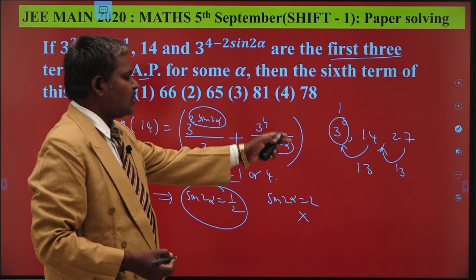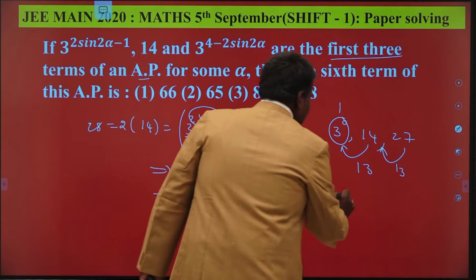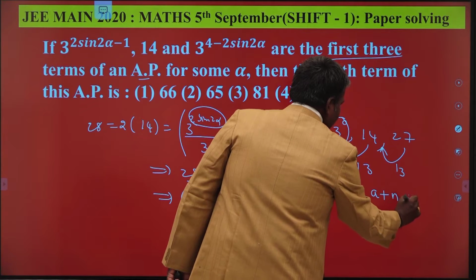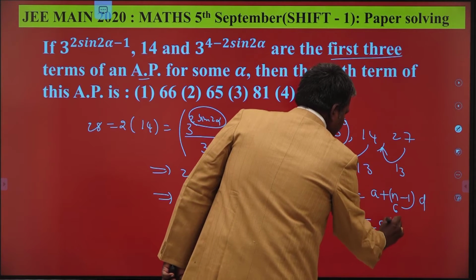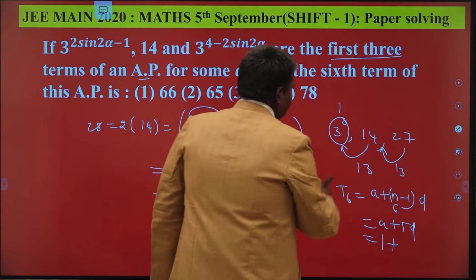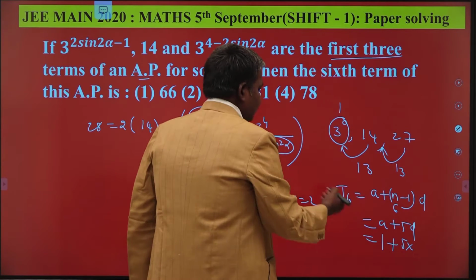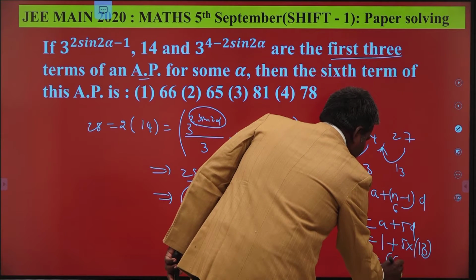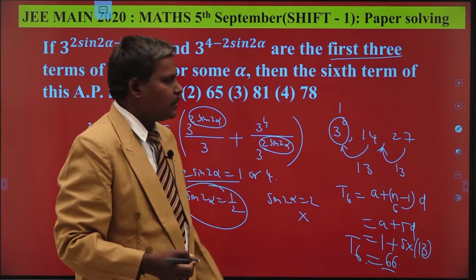Once you know the first term and common difference, can you write any term? So T6 is equal to A plus n minus 1 into D. Here, what is n here? 6. 6 minus 1 into D. That is nothing but A plus 5 times D. What is your first term? A is 3 power 0, that is 1, plus 5 times, what is your common difference? 13. So this is 65 plus 1, 66. So T6, the sixth term, is your 66.